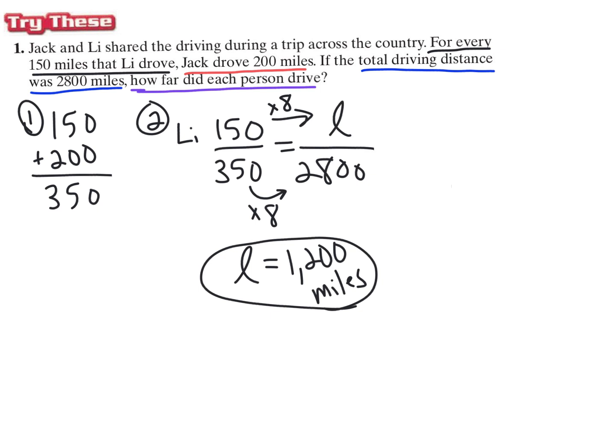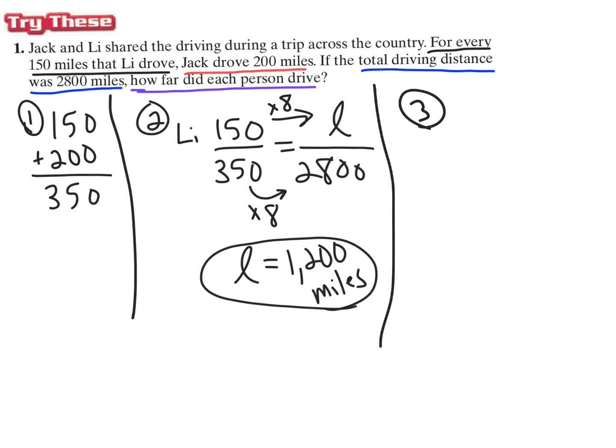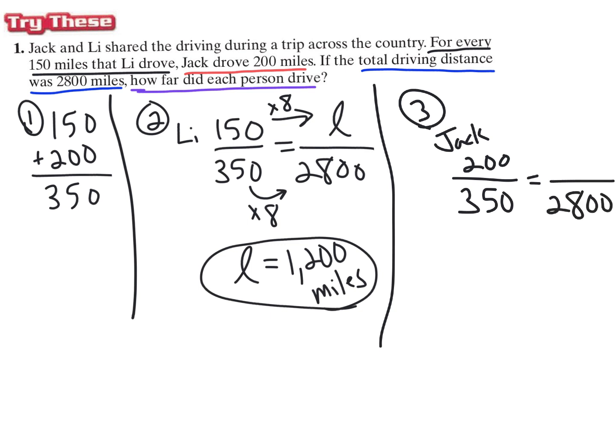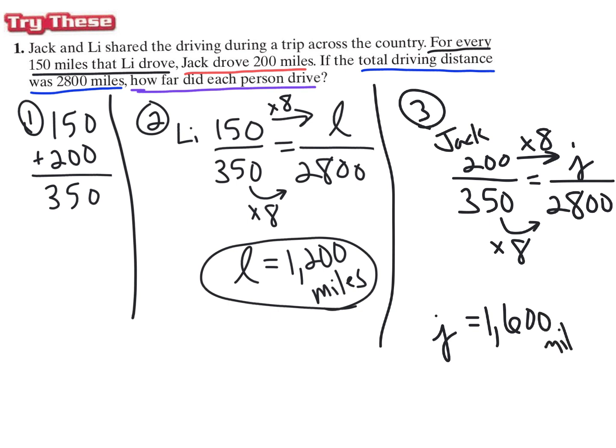Presumably if we did that correctly, then we could just take 2,800 minus 1,200, and that would give us the answer for Jack. Just to be safe, I'm going to just rework this out. So Jack was 200 out of 350. We can do J for Jack. The pattern here is staying the same because we have the same numbers in the denominator. So it would be multiplying by 8. And indeed, we do get 1,600 miles.